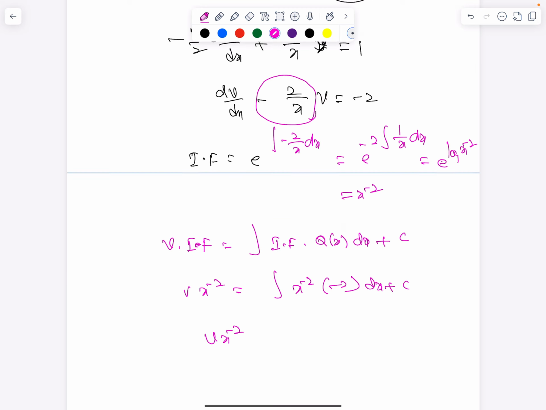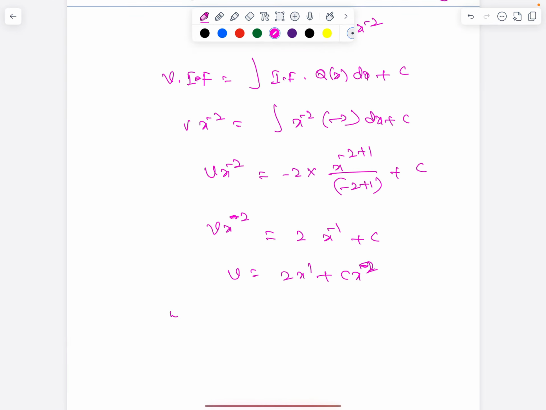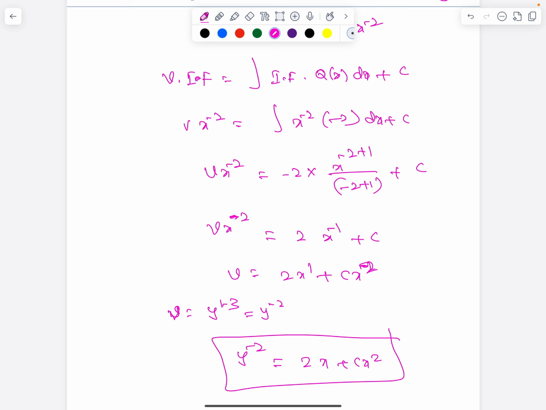That implies v x power minus 2 is equal to minus 2 times x power minus 2 plus 1 divided by minus 2 plus 1 plus c. That implies we have v into x power minus 2 is equal to 2 times x power minus 1 plus c. Therefore, v is equal to 2 into x power 1 plus c into x power plus 2. So, now substitute v is equal to y power 1 minus 3, that is y power minus 2. Therefore, y power minus 2 is equal to 2x plus cx square is the solution.